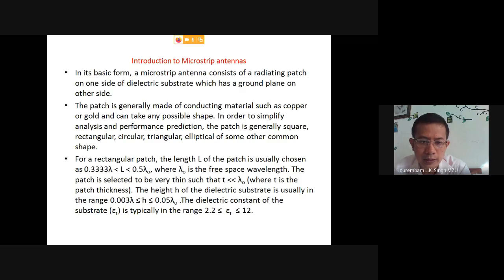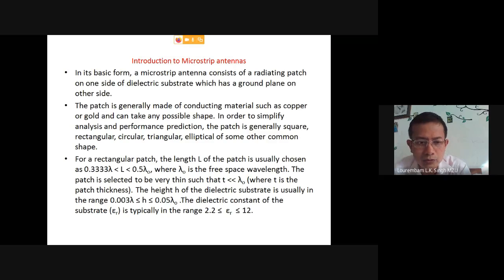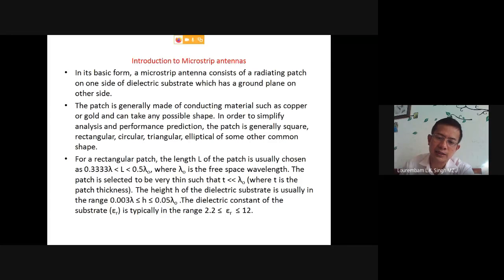Another is that the thickness of the material, the copper, should be very much less than the wavelength. This is the thickness of the copper film. For example, in a PCB, the copper film is grown on the substrate, and its thickness should be very much less than the wavelength, in terms of micrometers. That's why we call it the microstrip antenna.